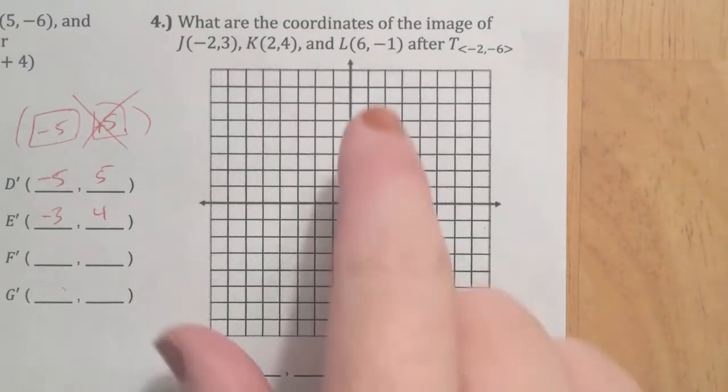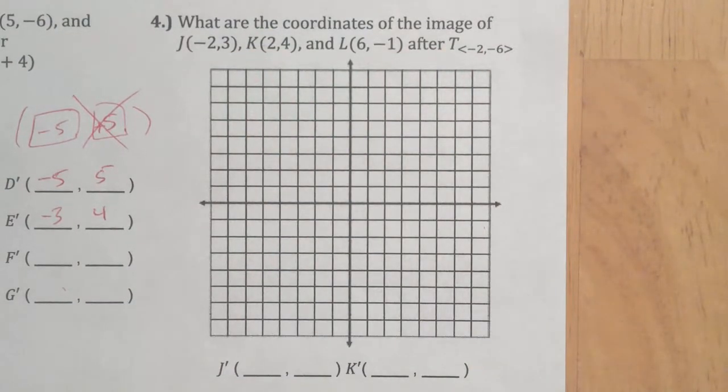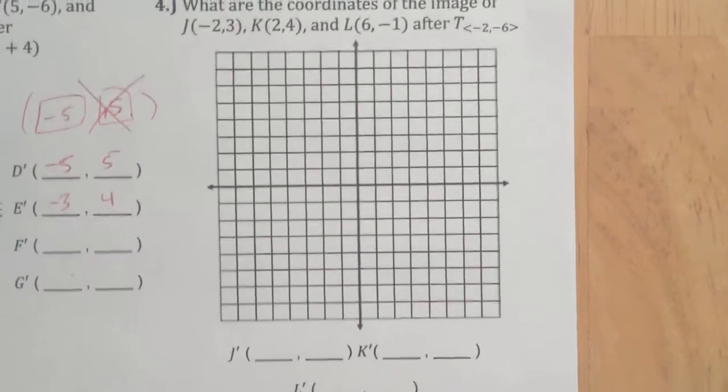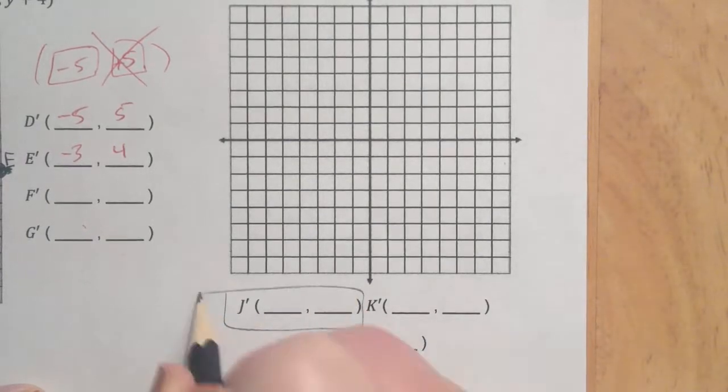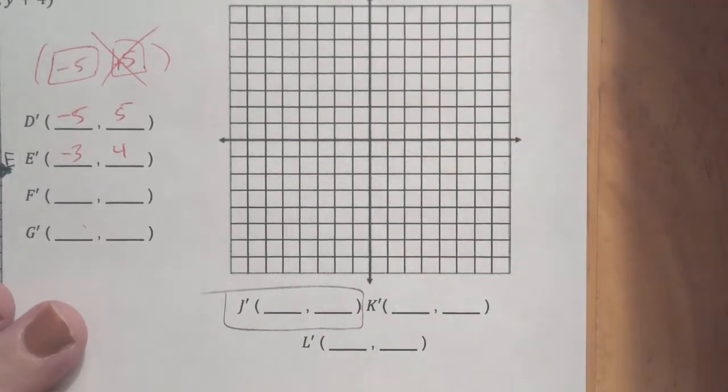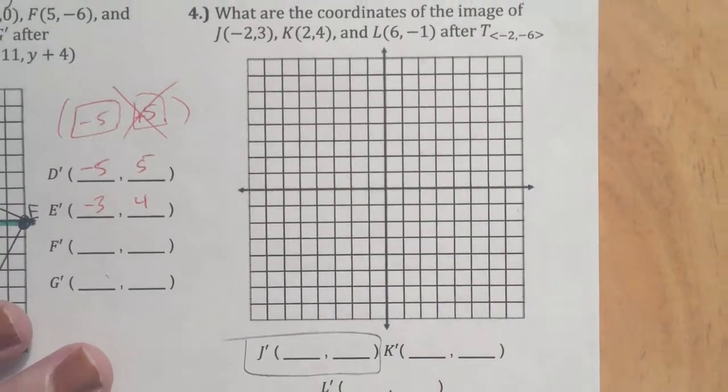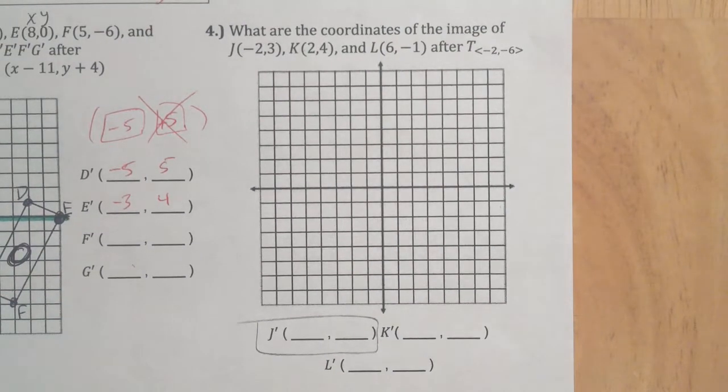Okay, so number 4, we're going to be plotting these points. Now, be mindful, if they're only going to be asking you for 1 point, only do that 1 point. So if all I ask you for is J, guess what you should only plot? J. Don't waste your time with the other points. You will actually get this done a lot faster. So if they only ask you for 1 point, just plot that 1 point and worry about just that point. Okay, so let's go ahead and plot these points here.